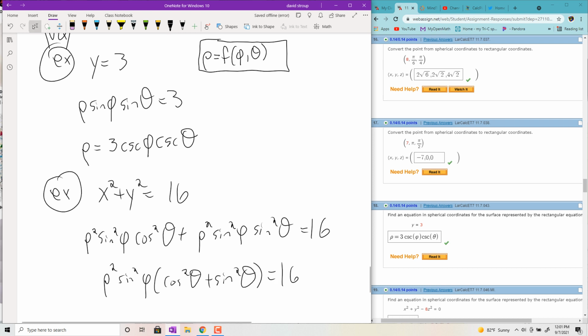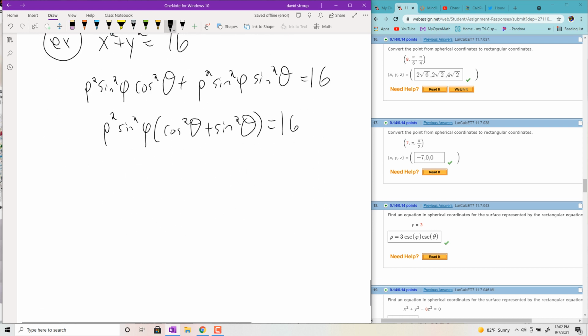Equals 16. And so you could just rewrite this as rho squared sine squared phi equals 16. And then you could take the square root on both sides. I usually don't like to do that, but you can do that. You can get rho sine phi equals 4. Divide by sine phi, and you get this nice explicit formula.